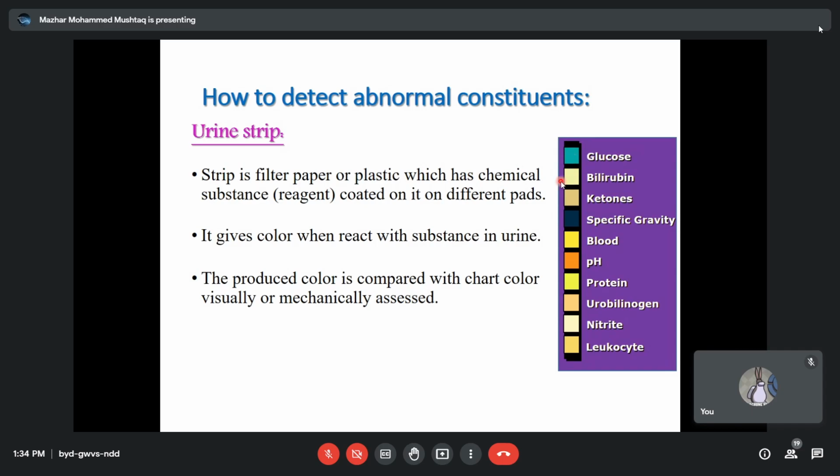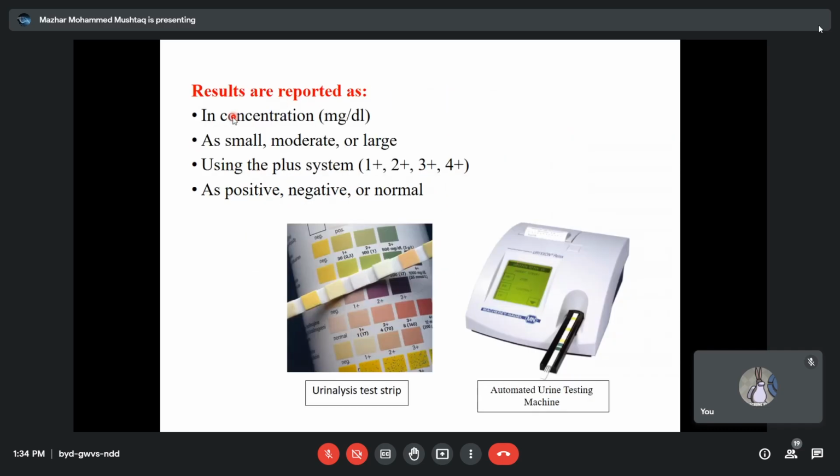For example, if the bilirubin is more, this color will change. So change in the color of this strip will tell you how much of what is present. In our next slide, you will see it is reported as a concentration in milligram in some cases, or it is written as small, moderate, or large, or it is using the plus system, +1, +2, +3, +4. So if it is written +4, that means a large quantity of the sugar is present.